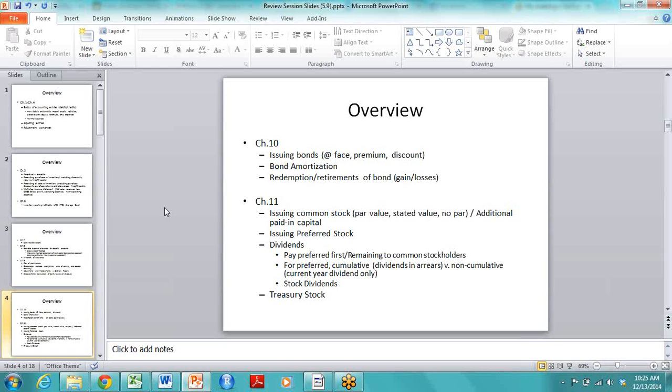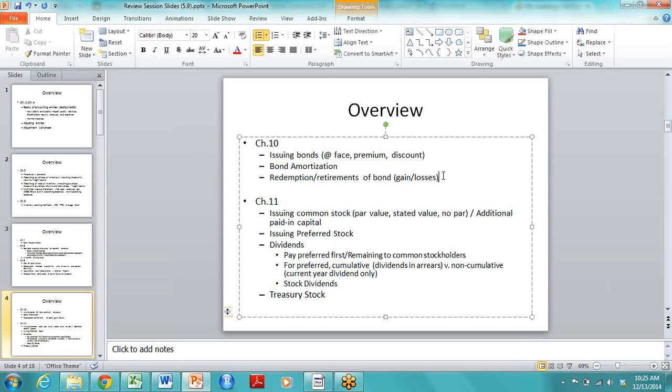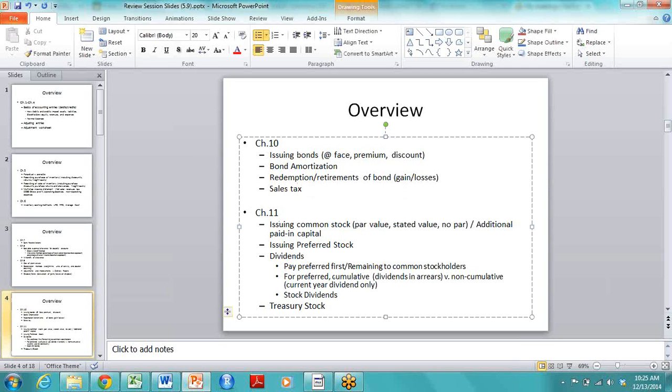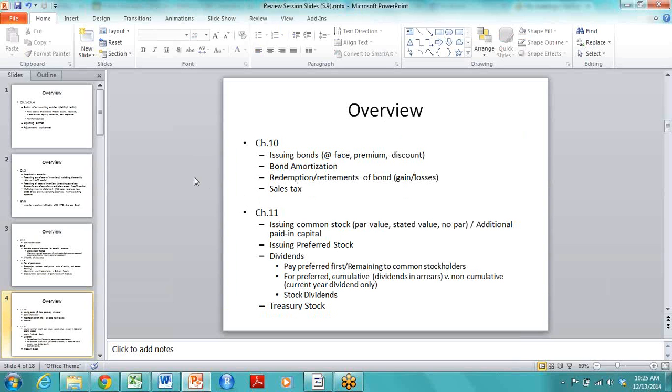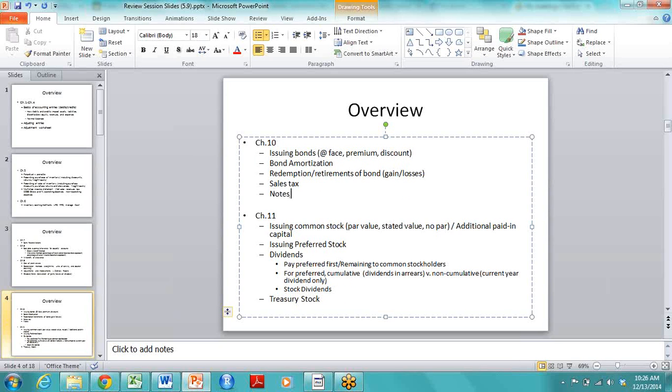So finally, I think redemption and retirement of bonds, gains and losses. I think also in this chapter is the sales tax, if I'm not mistaken. So I'm going to add that to Chapter 10: how to calculate the sales tax payable. And there's also, just like notes payable, which we kind of covered when we went through adjusting entries, how to calculate the interest on a note and how to make those journal entries. I would definitely know how to do that.